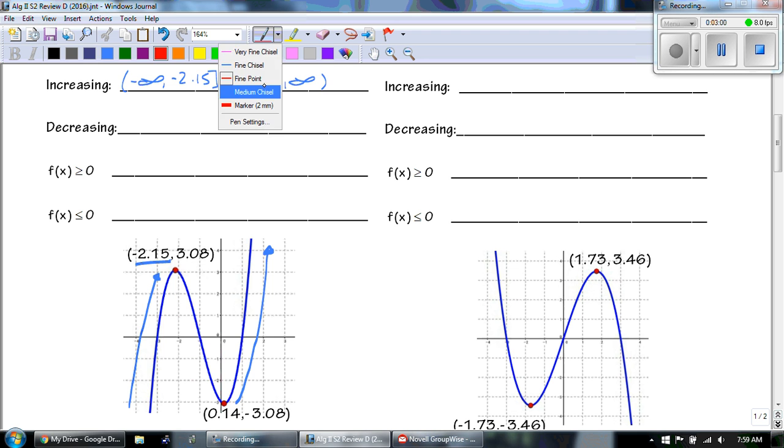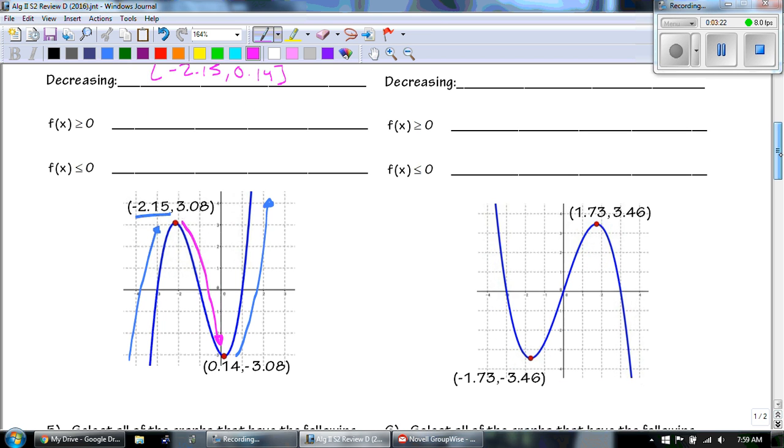Now it's decreasing from here to here. And that would be from negative 2.15 to 0.14.